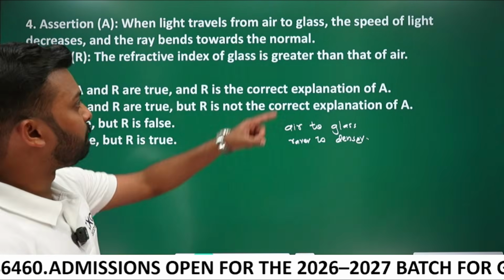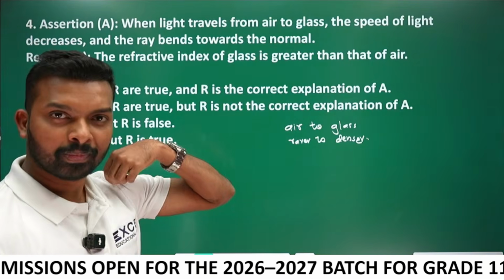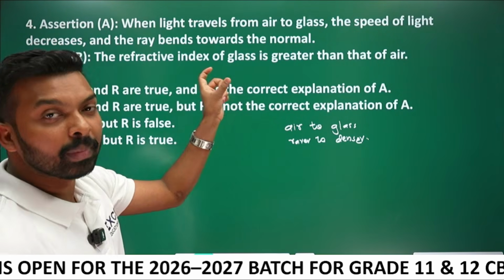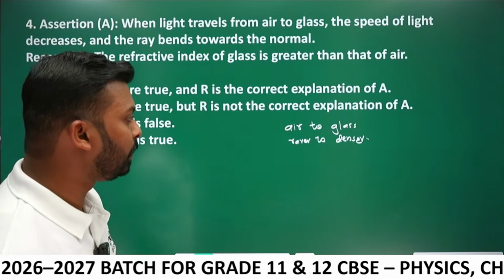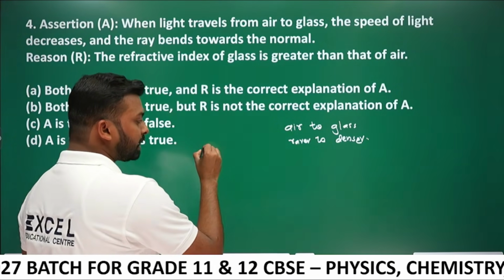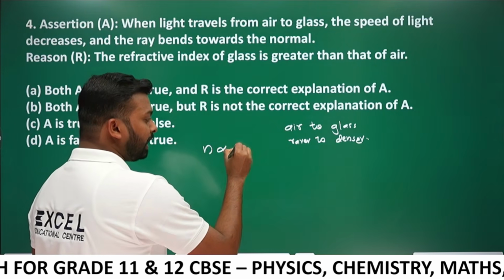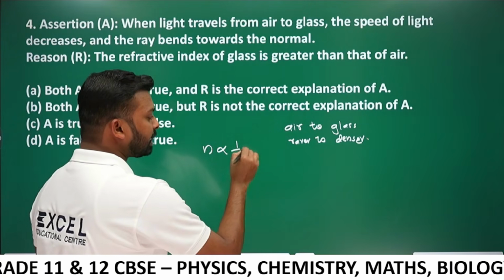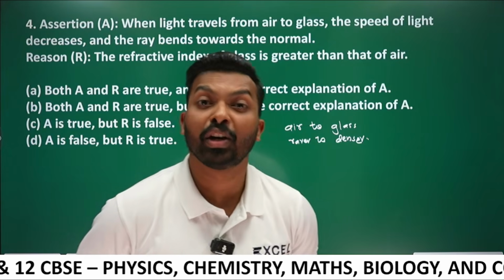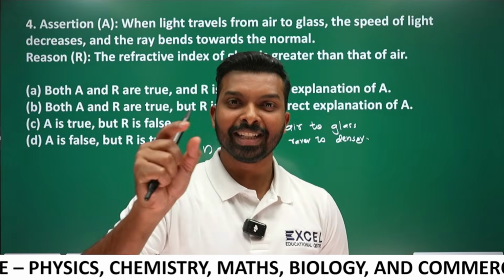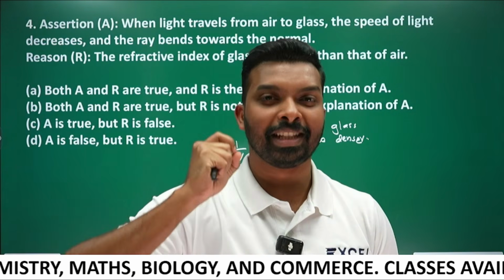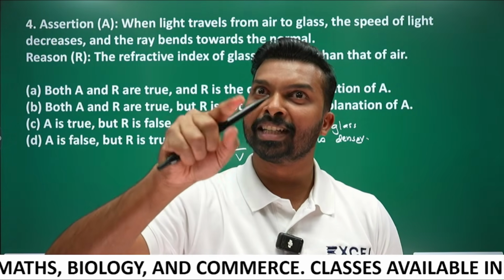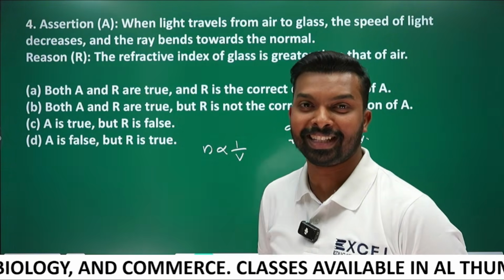Rarer to denser, the speed of light decreases. I'll tell you the explanation based on the refractive index and speed. The refractive index is inversely proportional to the speed of light, right or not? If the refractive index increases, optical density is increasing, right or not? So optical density increasing means the speed of the light has to decrease, right or not?